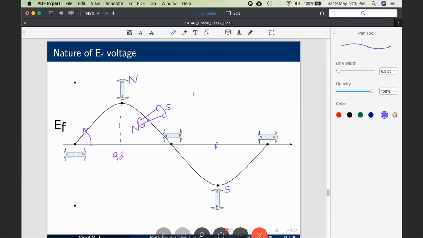So to summarize, if we know the position of the rotor poles, we can reconstruct the EF wave. EF cannot be measured or visualized on an oscilloscope, so we are reconstructing EF from the knowledge of our rotor position. Who will give you the rotor position? That we will see in a short while from now.